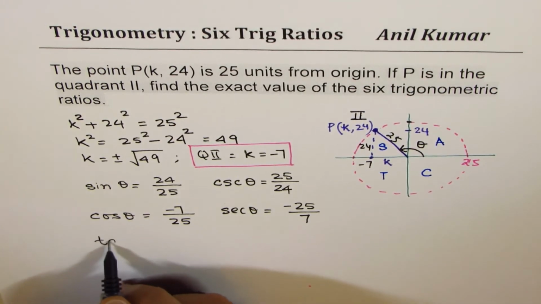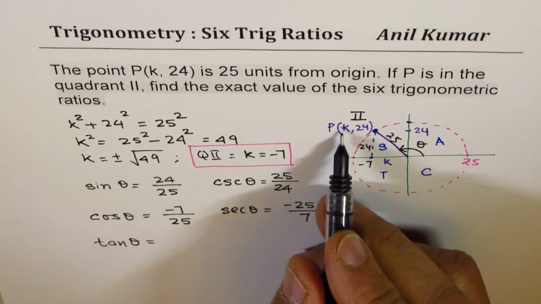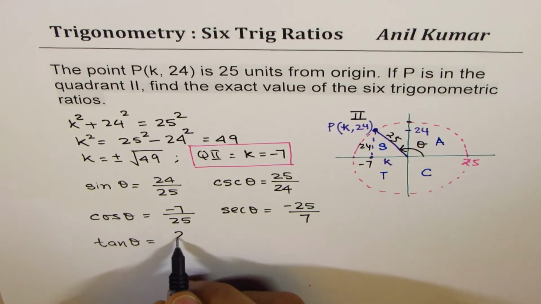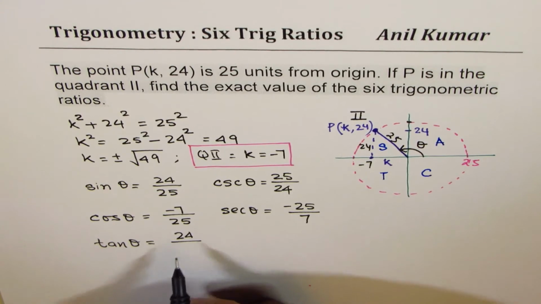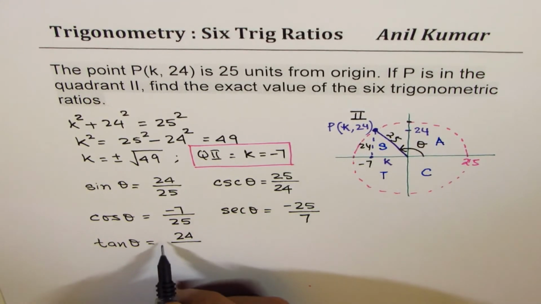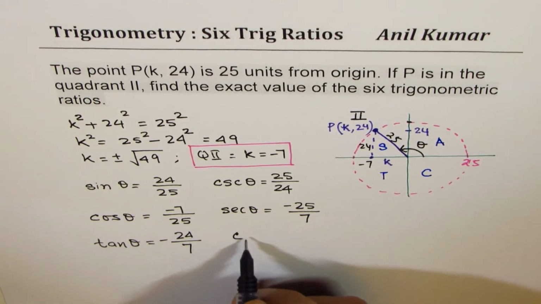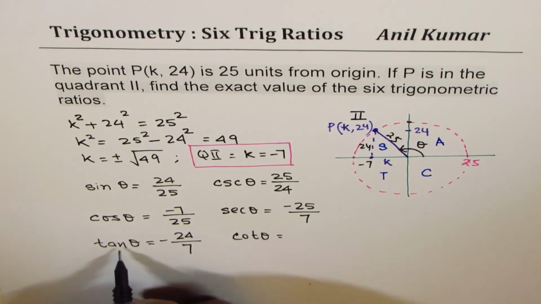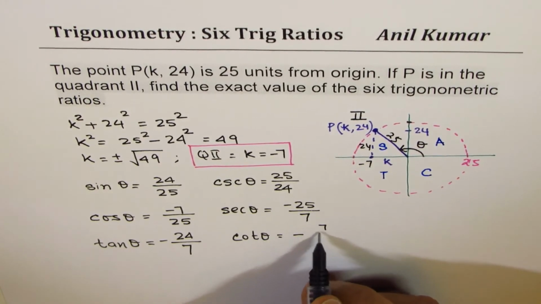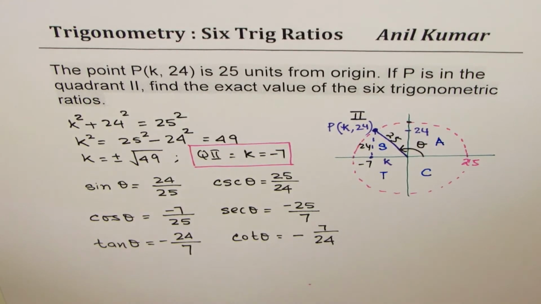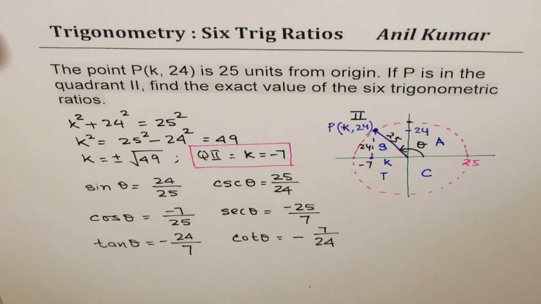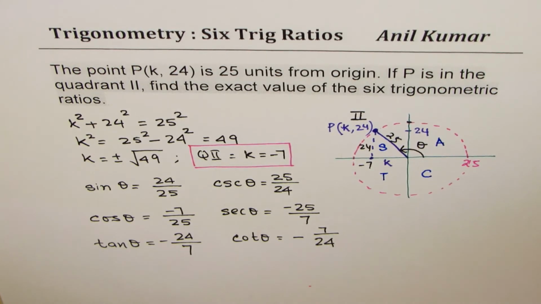How about tan theta? So tan theta is the ratio of these two, right? Y value of 24 divided by x value of minus 7. So we can write minus here as 7 here. And cotangent theta, which is the reciprocal of tan theta, will also be negative, but 7 over 24. Correct? So that is how we could find all the trigonometric ratios. Perfect. So let's move on. I hope this concept is very clear and now you're very familiar with all the 6 trigonometric ratios.